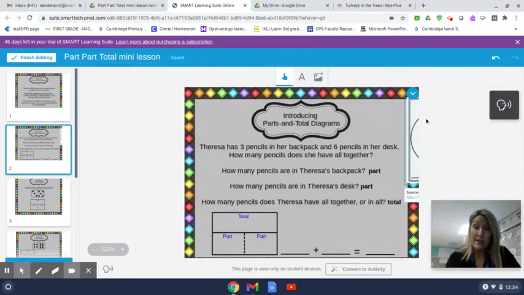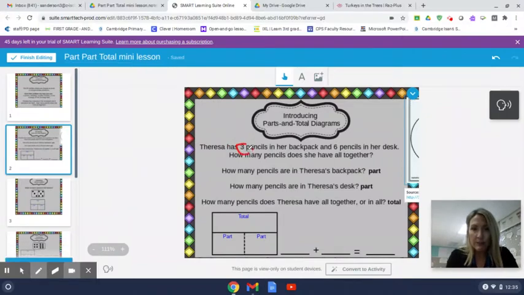We're going to read more story problems today, but we're going to use something called a parts and total diagram. You might notice that it's going to look a lot like something that you've used a lot with the number of the day. So let's read the story and then we're going to solve it together in a new way. Teresa has 3 pencils in her backpack. How many pencils does she have in her backpack?